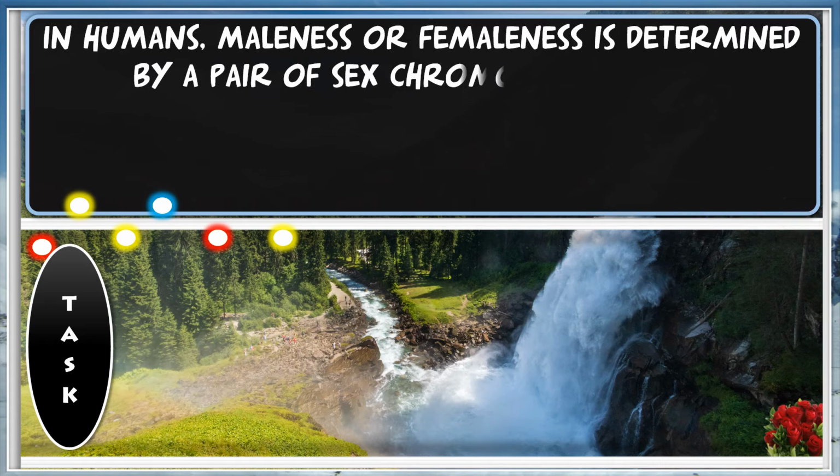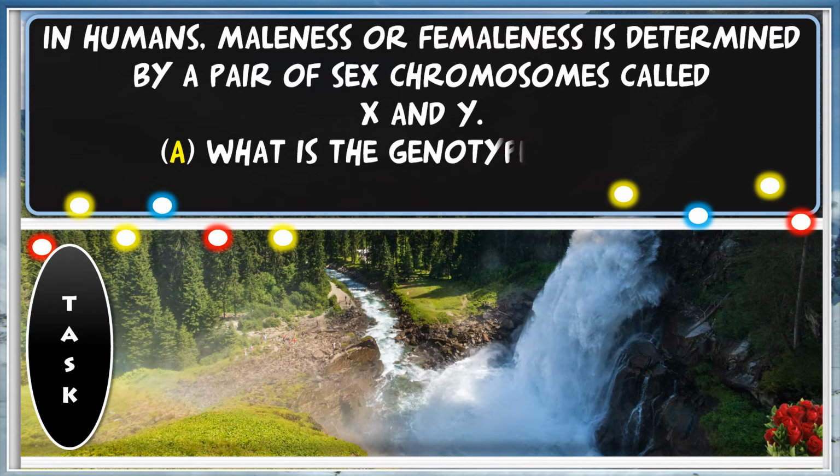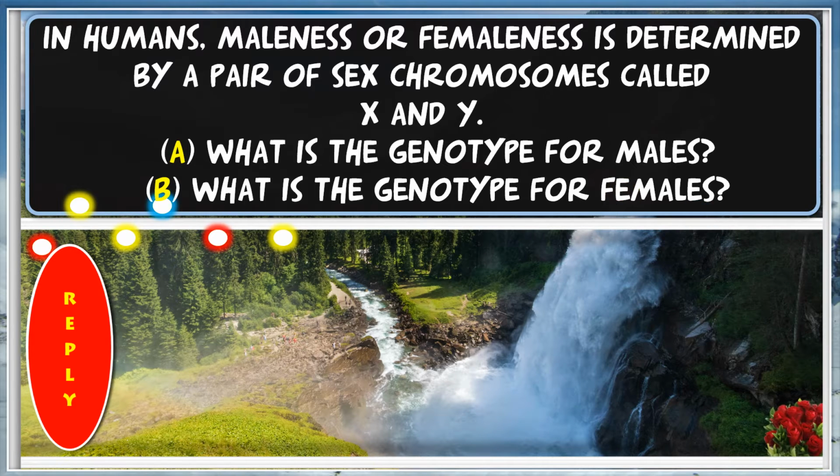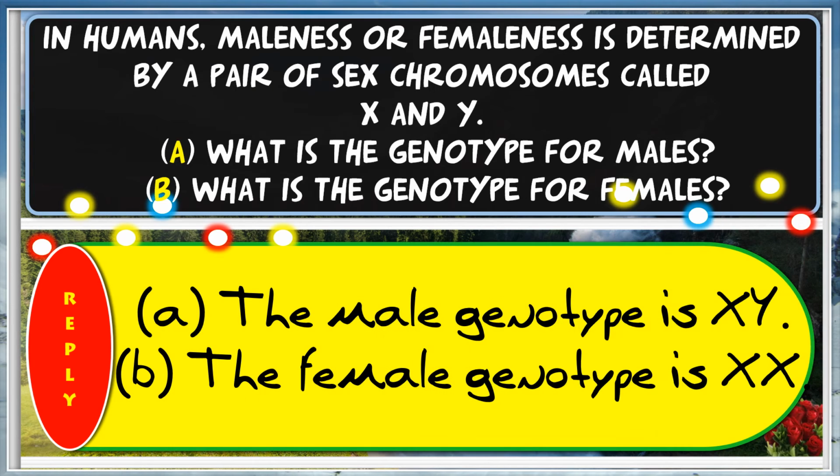In humans, sex is determined by a pair of sex chromosomes called X and Y. Part A. What is the genotype for males? Part B. What is the genotype for females? Part A. The male genotype is XY. And part B, the female genotype is XX.